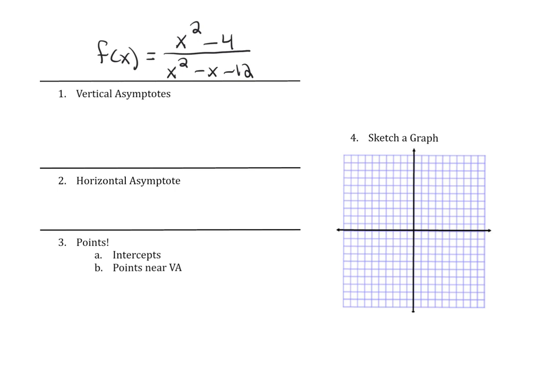So starting out, let's find our vertical asymptotes. Vertical asymptotes come from setting our denominator equal to 0 and solving for x. So here I can factor. Then I'll have vertical asymptotes at x equals 4 and x equals negative 3. I can go ahead and draw those on here right away.